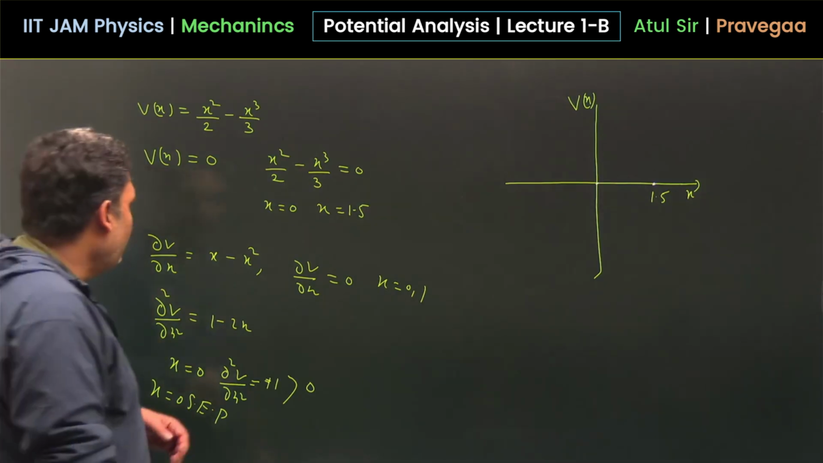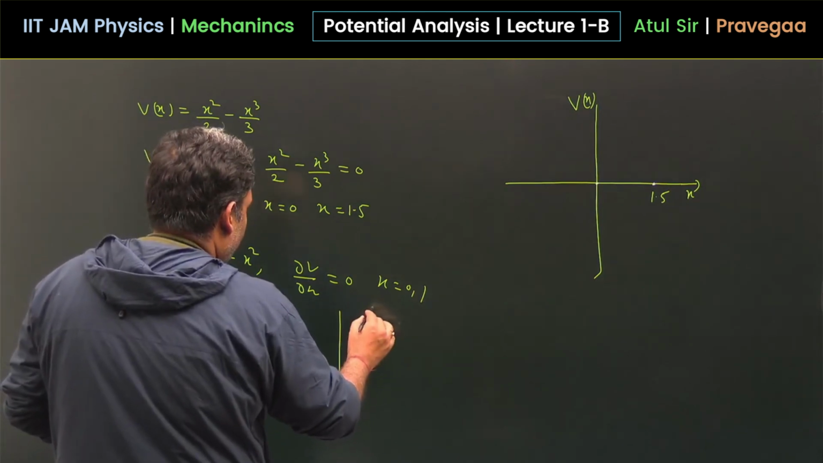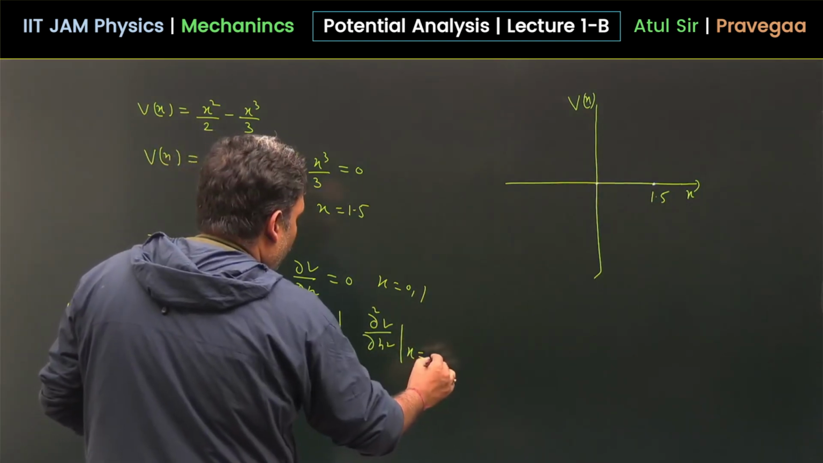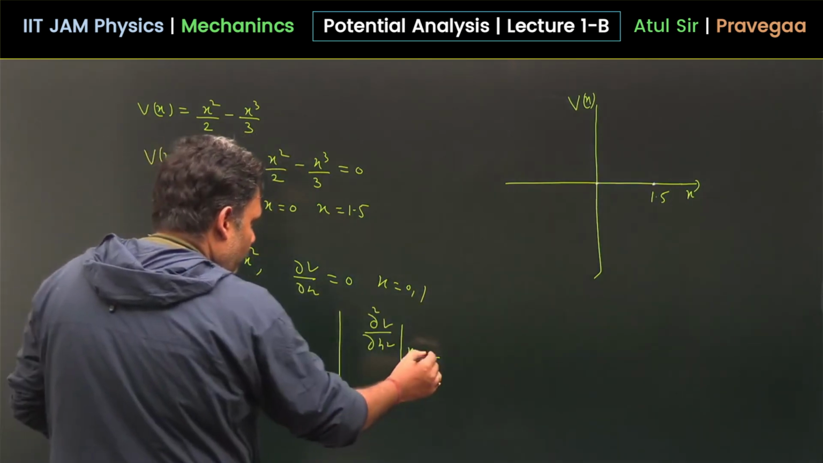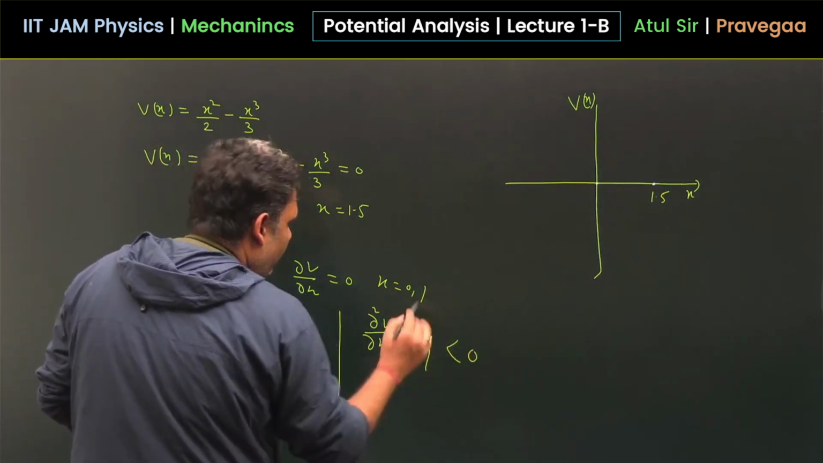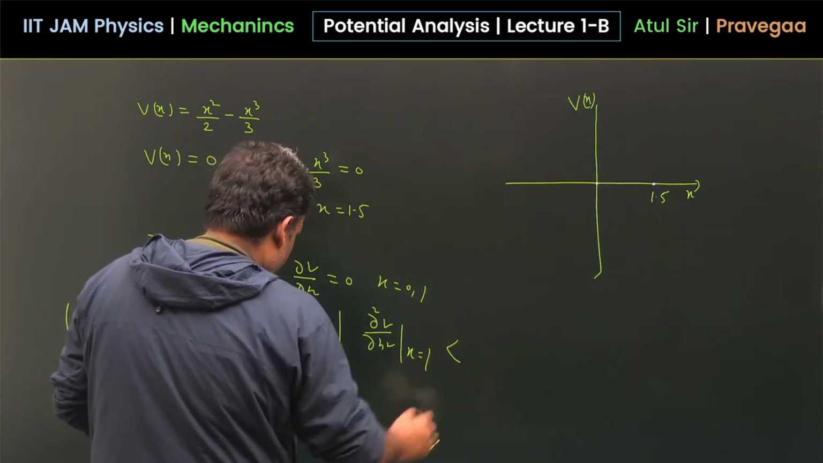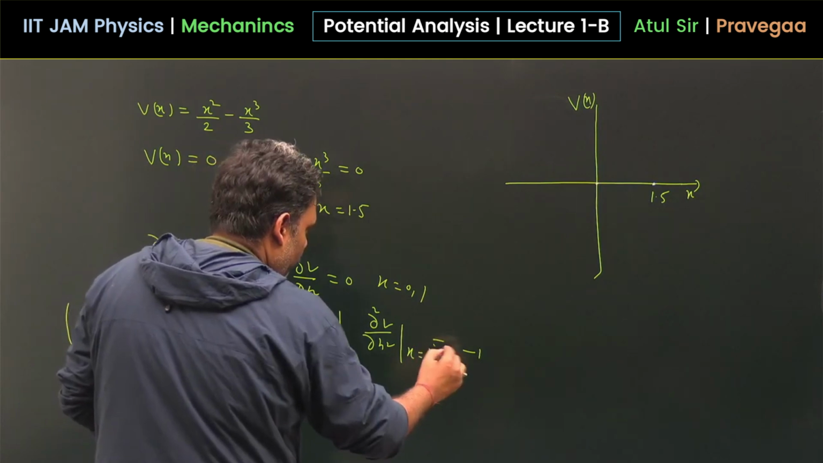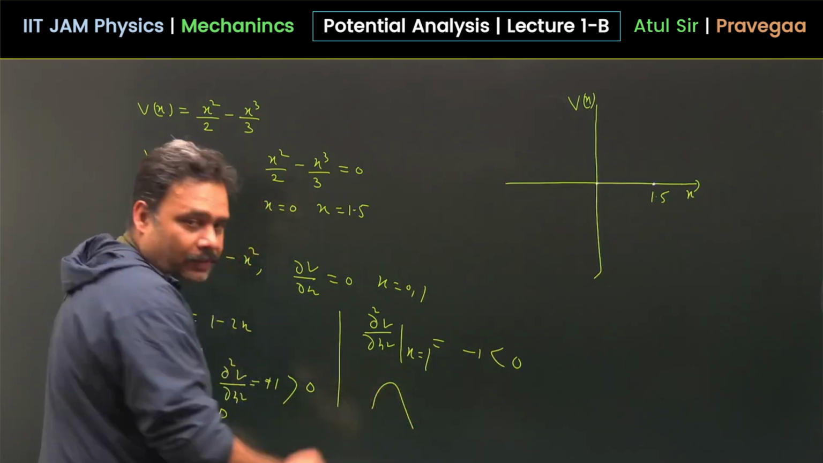Okay, and what will happen to the another one? When we will go for another one, then del square v upon del x square at x is equal to 1. Sorry. So you have x is equal to 1, this value is less than 0, and that value is what? Minus 1, no? This value is minus 1, that is less than 0. Okay? So this is your unstable, means here is curve something like this.